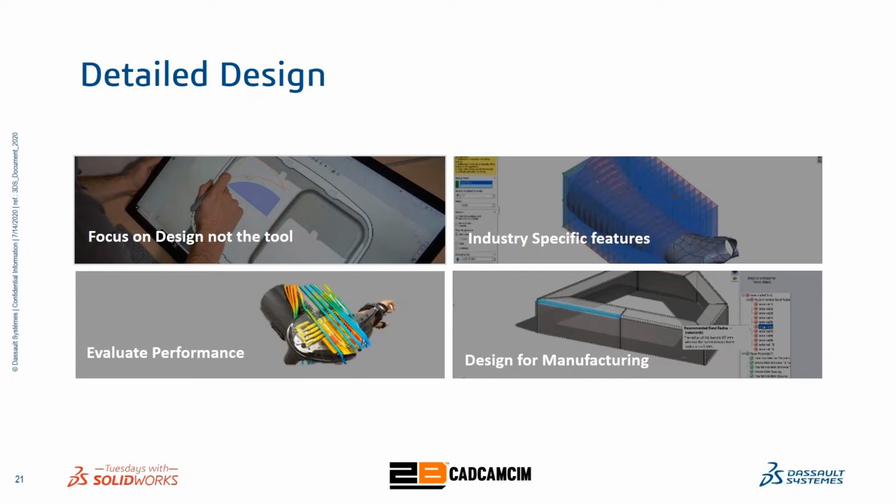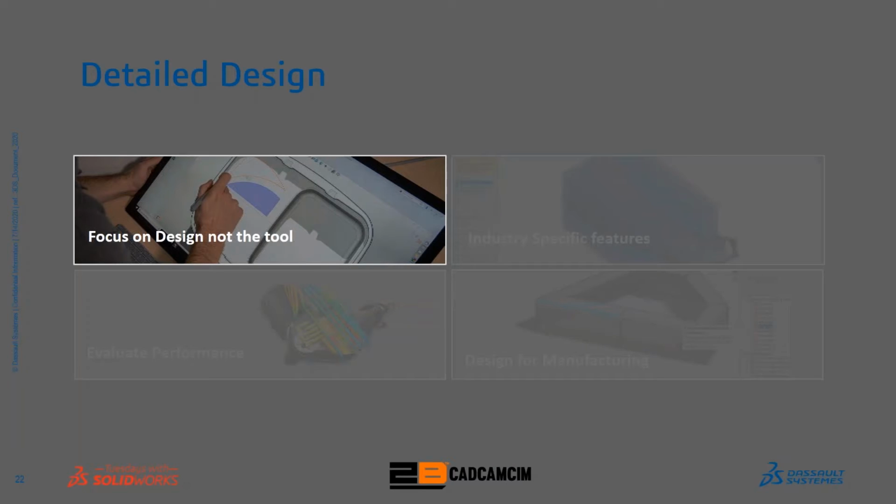We may break down the detailed design phase into 4 sections. First one will be showing how we can focus on the design itself and not the tool. The second one covers all the industry-specific features available in SOLIDWORKS. Third one is for how we evaluate the performance of the designs we make. And the final one will cover the tools available to check the manufacturability of our designs. So let's start with the first one, how we focus on our design and not the tool.